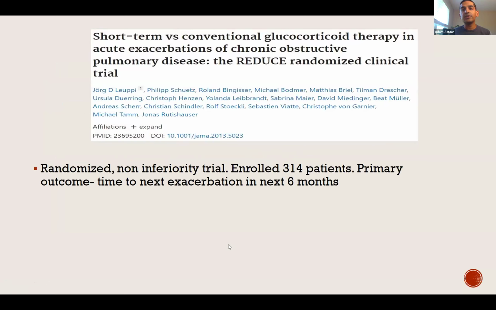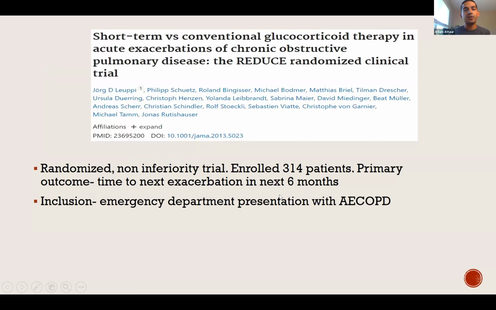So why should we use 5 days and not typically do longer amounts of steroids? 10, 15 years ago, it was common for us to use 14 days of steroids as the conventional treatment. Our study was done in 2013, called the REDUCE trial. It was a randomized study looking at 314 patients. The primary outcome they were looking at was time to next exacerbation. These patients presented to the emergency department in an acute exacerbation of COPD. The trial randomized patients to 5 days of prednisone versus 14 days of prednisone.